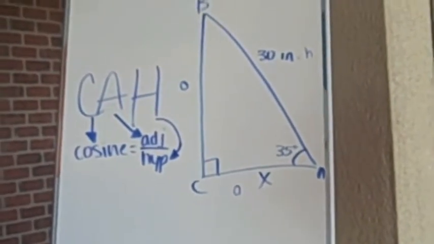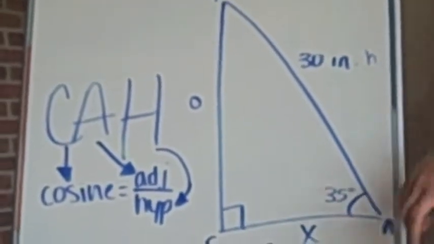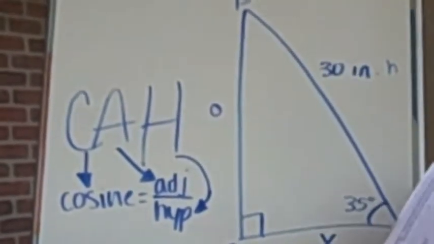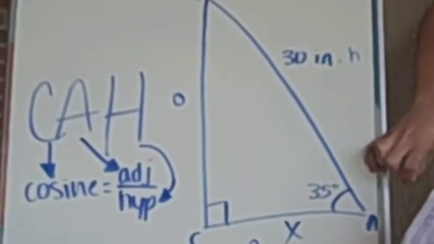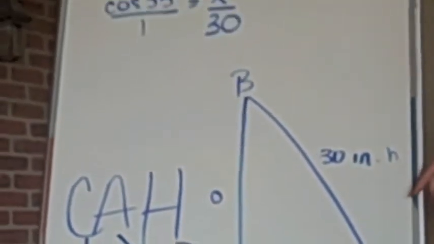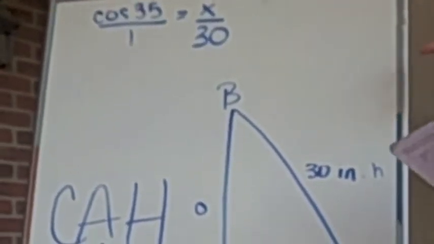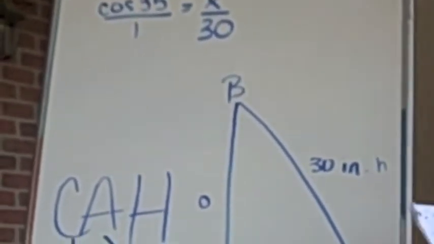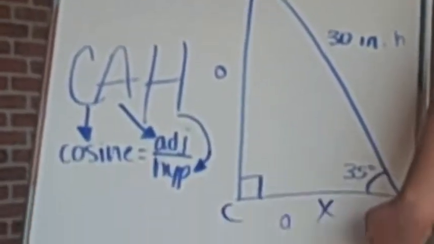So for this triangle, you would use cosine because you're given the hypotenuse and you're looking for the adjacent. So cosine 35, which is the angle, equals x, which is the adjacent and what you're trying to find, over 30 inches. Once you put that into your calculator, you do cosine 35, and then after the parentheses, you do 30. That equals 24.57, which is this side.